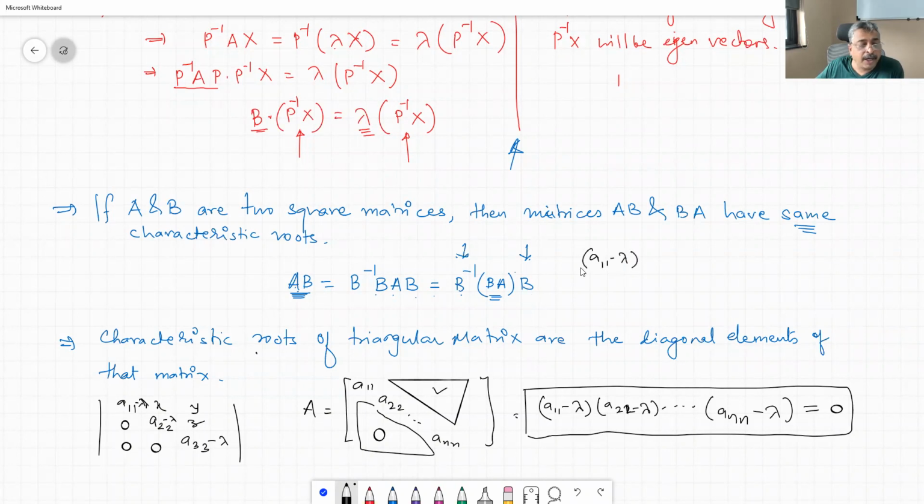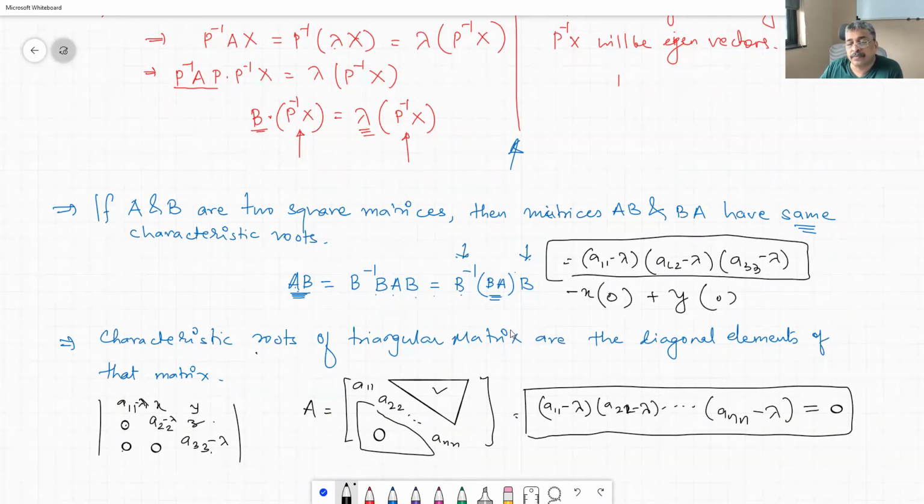A11 minus lambda times the multiplication of these two minus 0, (A22 minus lambda) into (A33 minus lambda). Okay, minus 0 is gone. Now if you expand using x minus x inside the bracket, 0 into this, 0 into this, 0, plus y inside the bracket, 0 into 0, 0 into 0, 0. So basically your determinant is just the product of the diagonal entries. That is why it satisfies.